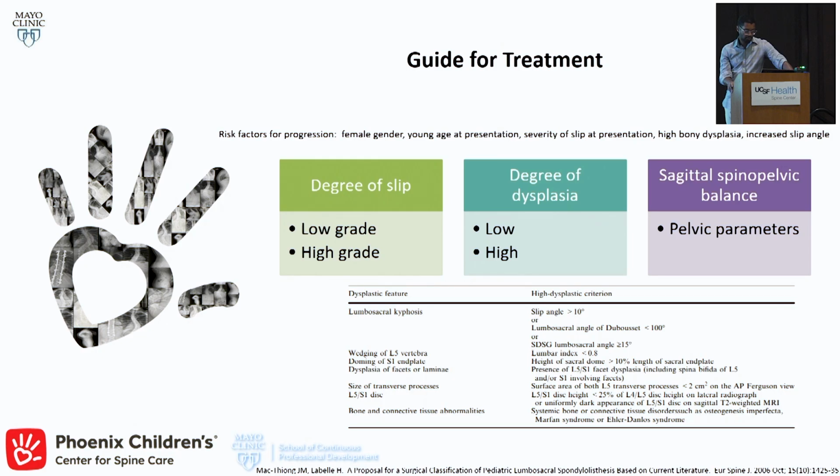Further literature looked at risk factors for progression, whether it was female gender, the age at presentation, the severity of slip at presentation, the high bony dysplasia, and the increased slip angle. And based on that, having the idea of seeing who is going to progress, we think about what we can see on these radiographs which can define who is likely to progress, to then have a discussion about the treatment guidelines.